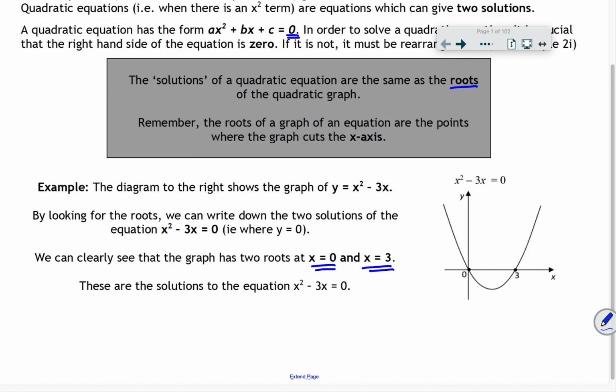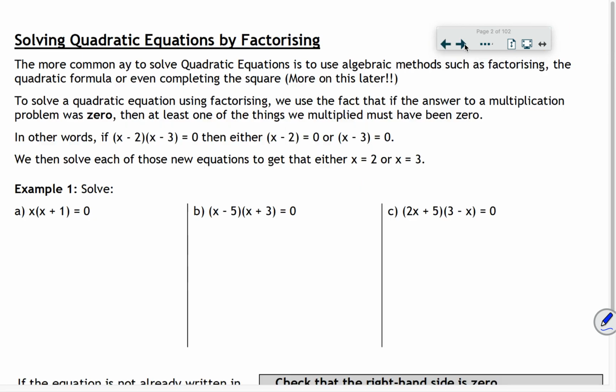Okay? We will come back to quadratic graphs a bit more when we've done some work on factorizing and looking to solve it using the quadratic formula. So let's have a look at the first bit here. So the first bit of solving quadratics by factorizing.